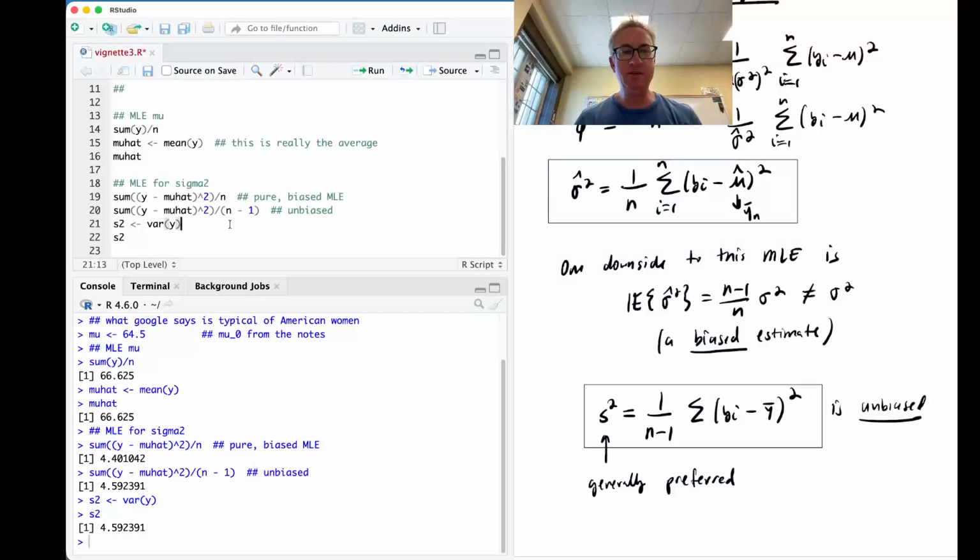Again, this is not the variance, this is an estimate. It's really an average of the squared discrepancy between the estimated mean, mu hat or y bar, and the individual variables y, divided by n minus 1 instead of by n. All right, that completes part A. Part B will be in the next vignette.